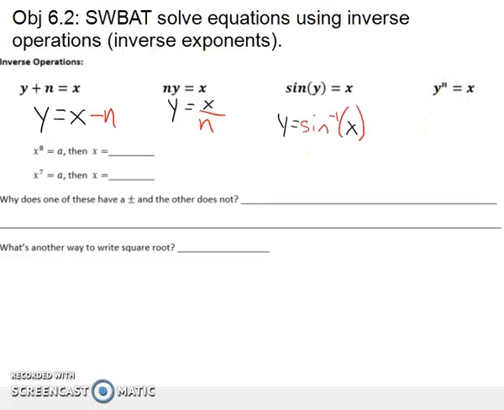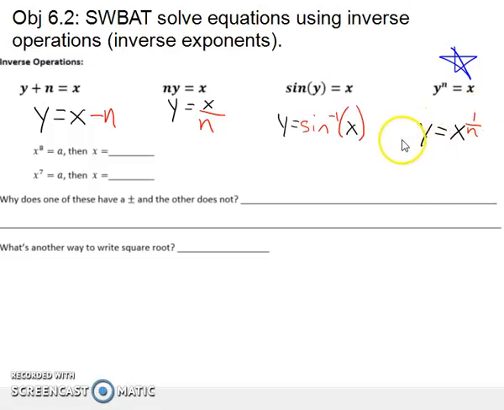And then here's the new one. So this is what we're learning today. If you have a power that you want to get rid of, you get rid of it using its inverse power. Another way to say that is its reciprocal power. So y to the n equals x. That means y is equal to x to the power of 1 over n. That's the reciprocal of n.